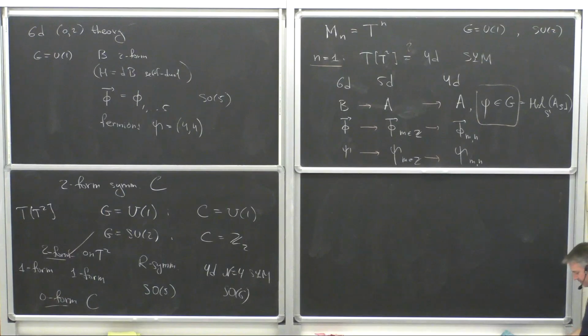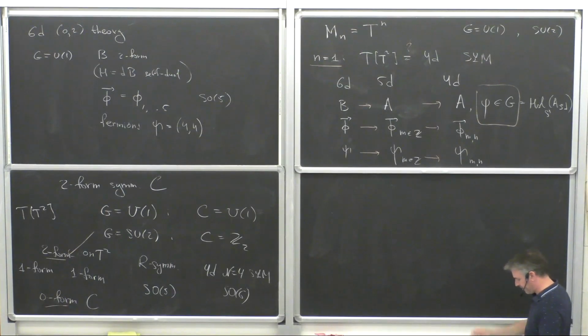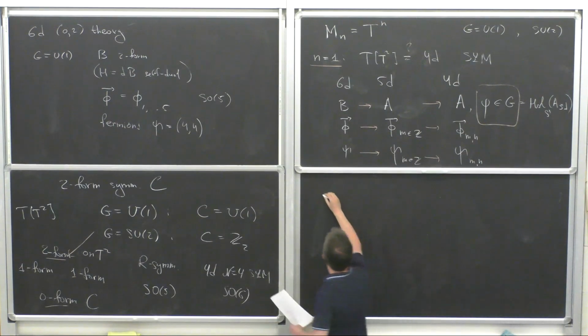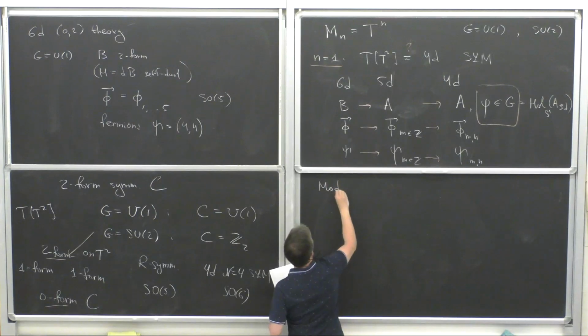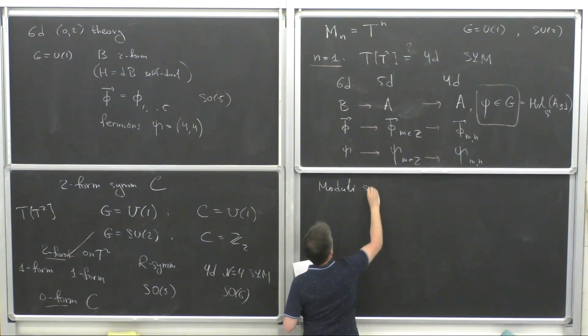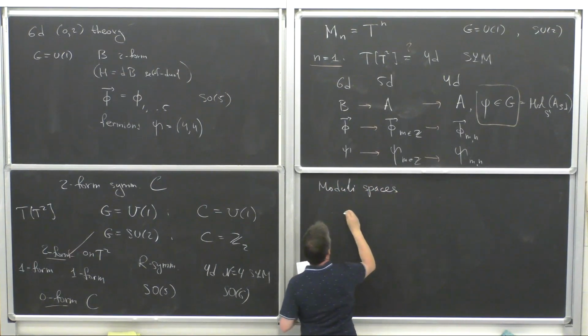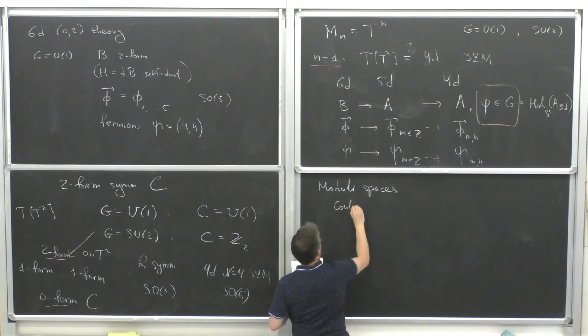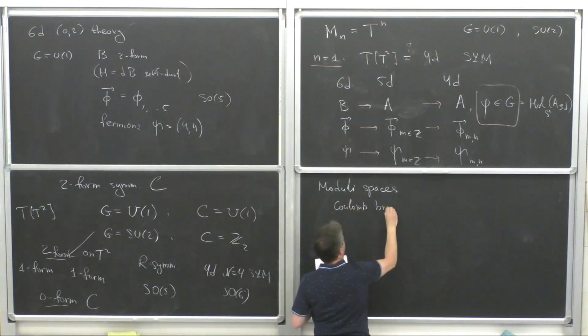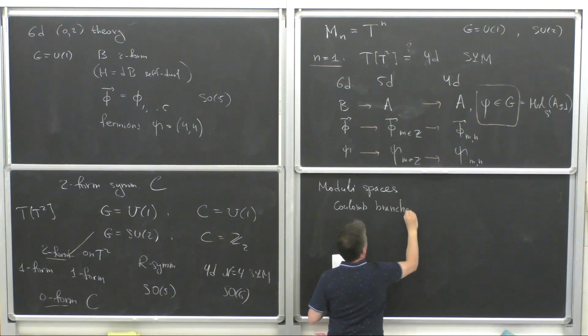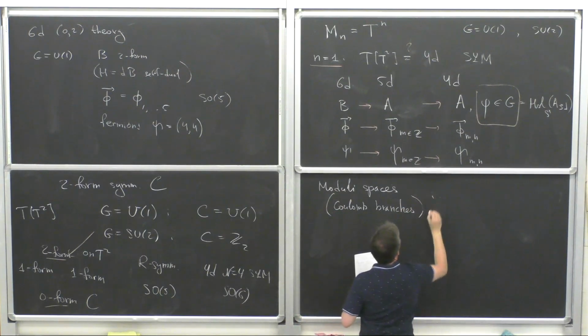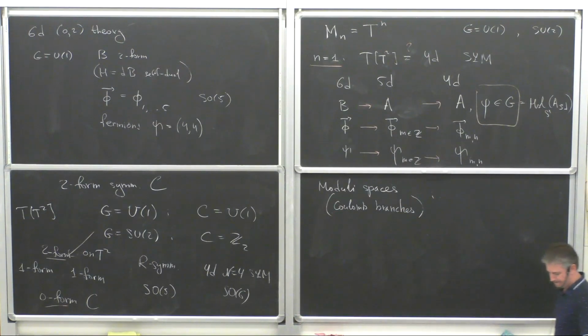So in fact, you can see this very clearly if you try to write the Coulomb branch of this theory, or moduli space. So moduli spaces or Coulomb branches show this very clearly.